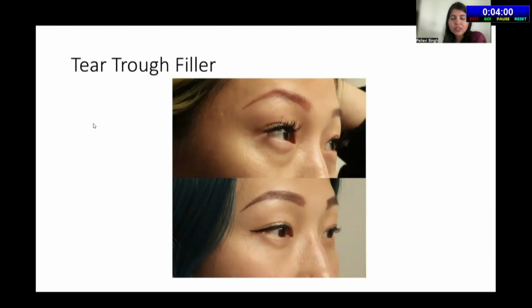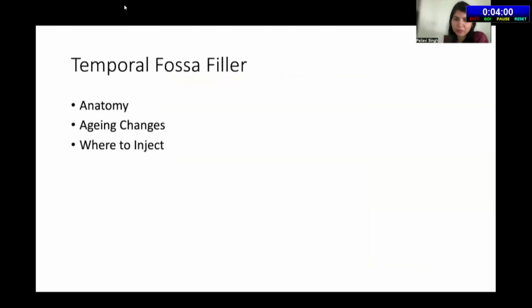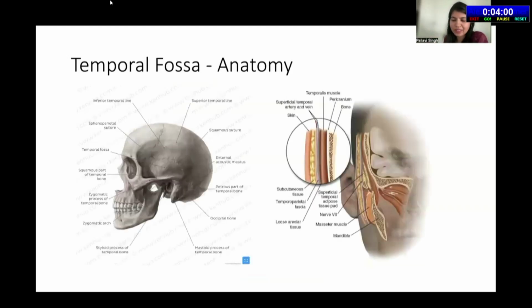And tear trough filler, the good thing about it is that it lasts anywhere between 18 months to 2 years. Great results, and an excellent option for people with hollowing in this area, especially younger people who have good skin quality. And the last area I'm going to talk about is the temporal fossa. Again, something I think we ignore when we look at aging changes of the upper face. But I think it's a great area. It really gives you a great result if you learn to identify and inject it properly.